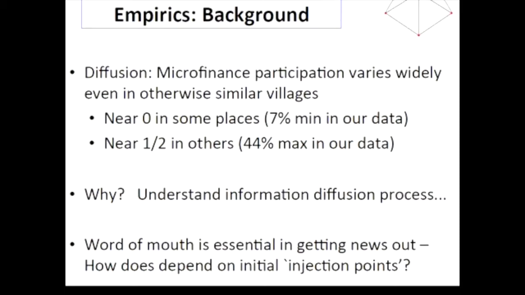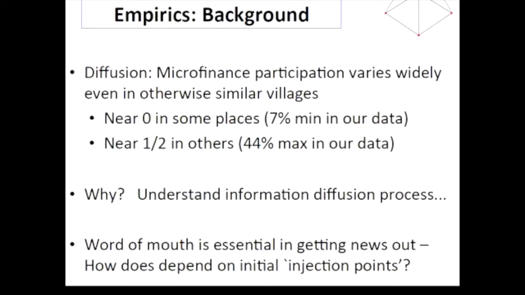And for them to break even, they need about 20% participation. So if they go into a village and they get less than 20% participation, it really doesn't make sense for them to go into those villages. There's enough fixed costs and so forth that they need some economies of scale. So what we want to do is understand why they're getting this large variation across villages.